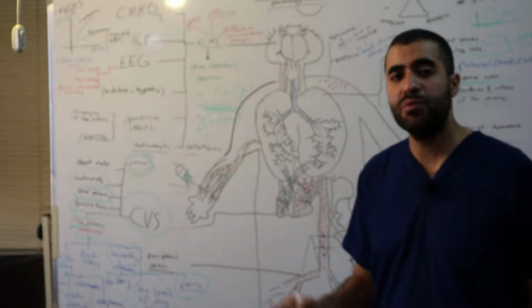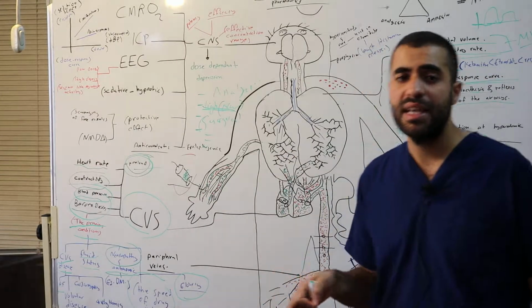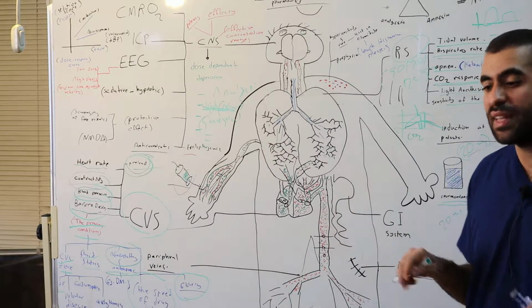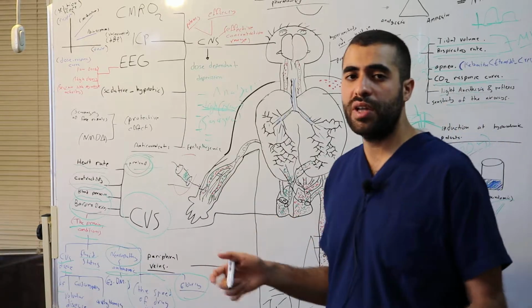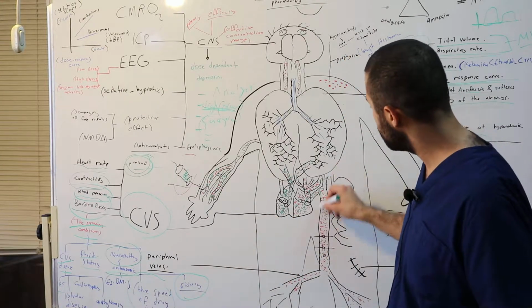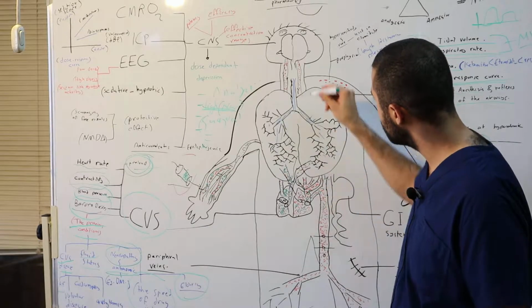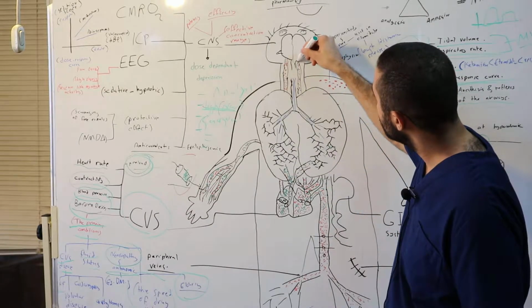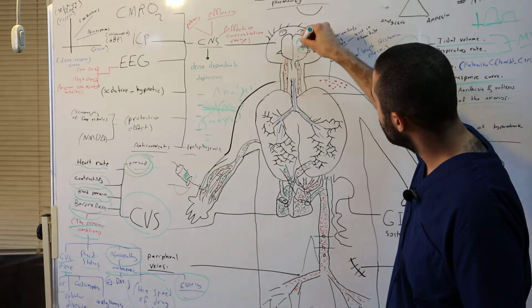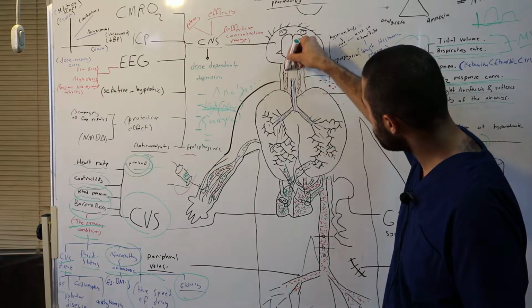Okay, the first and most important system when we talk about the pharmacodynamics of the IV anesthetics, the target organ of the IV anesthetics, is the central nervous system. Through the brachiocephalic and carotid arteries, it will go to the brain. This is the brain of your patient.